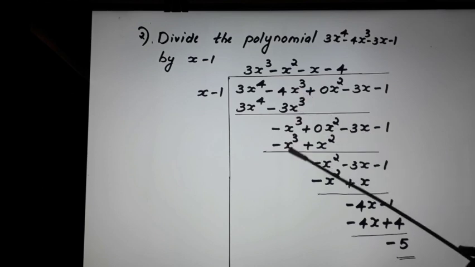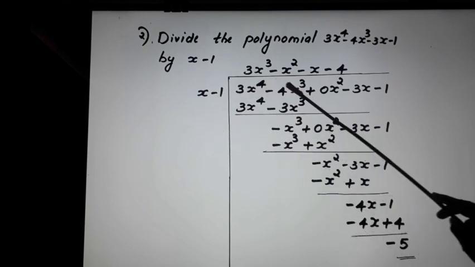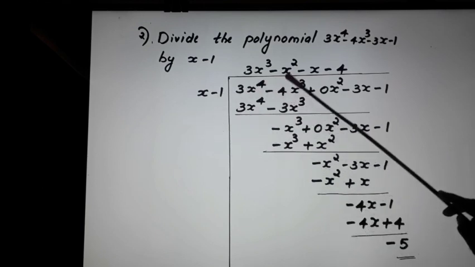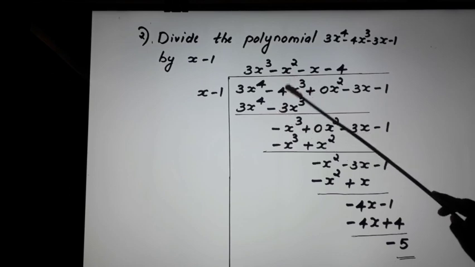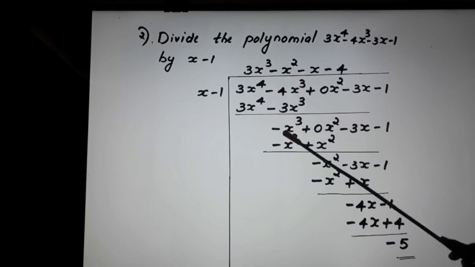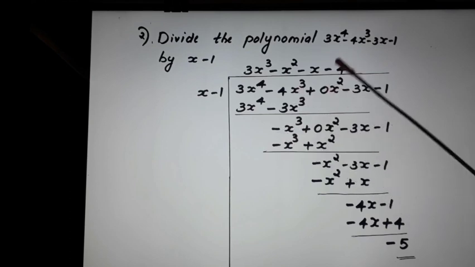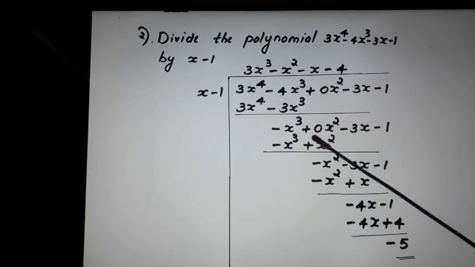Do the subtraction. So the first term becomes 0. Second term, minus 4 minus 3. We will get minus 4 plus 3, which is minus 1. So it is minus 1 x cube, which is minus x cube. Then bring down the terms 0x square minus 3x minus 1.